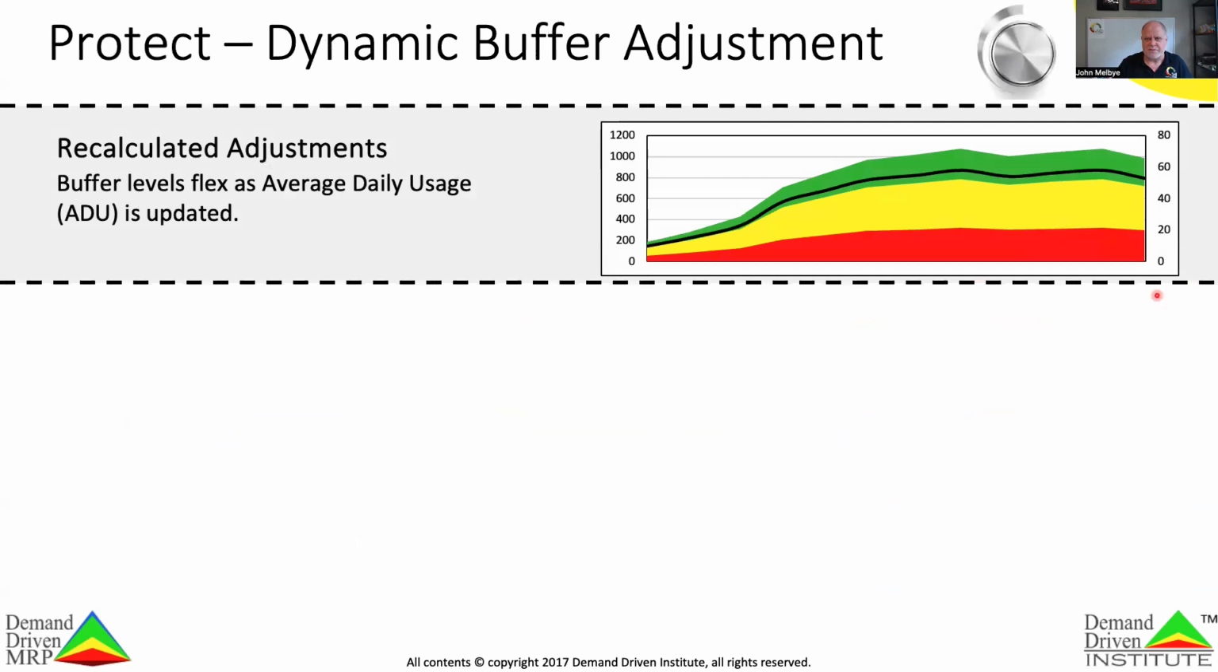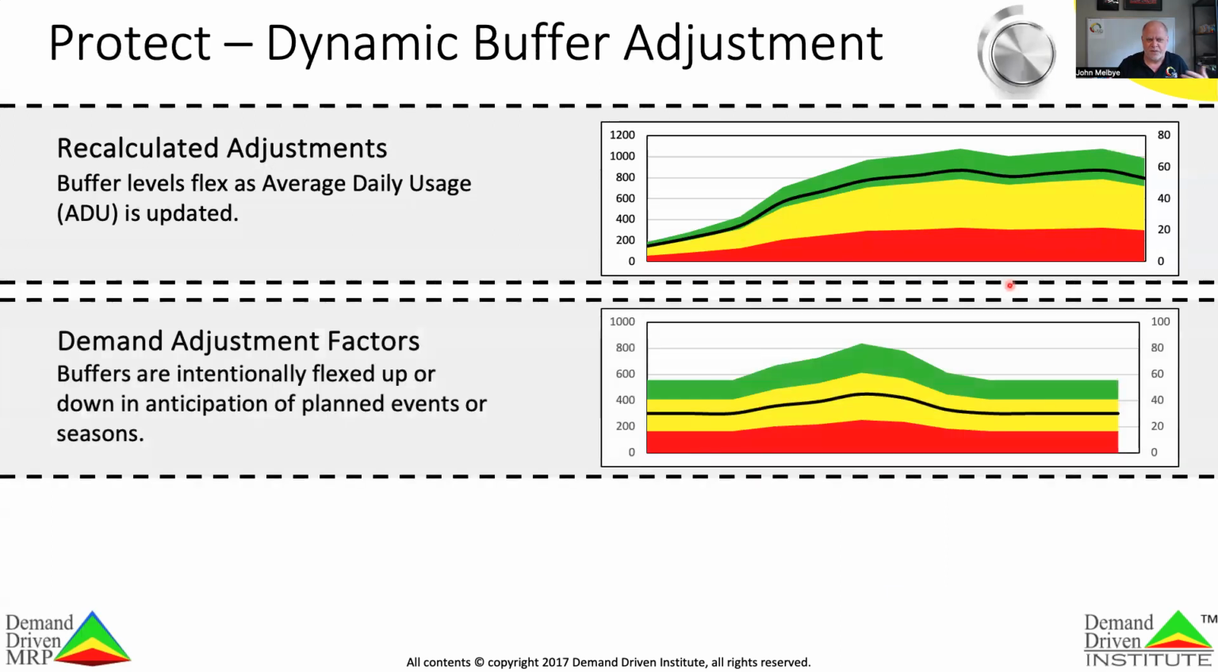The third step is dynamic adjustments. We are going to talk about recalculated adjustments. So the automatic recalculation: if the average daily usage changes, if the lead time gets changed in the system, if an MOQ drops in, it automatically implements in the buffer. And we have something that we don't go into detail on here called demand adjustment factors, where we can intentionally flex the buffer in case of seasonality or sales promotions or different planned events. We can intentionally flex the buffer to be prepared for those things instead of our traditional life where we're often reactive.